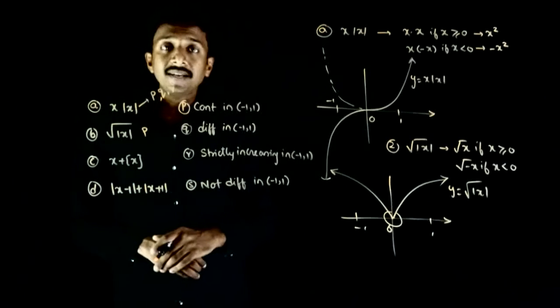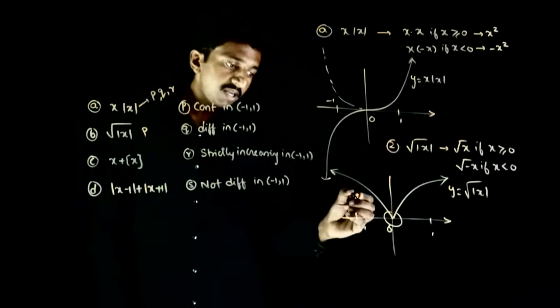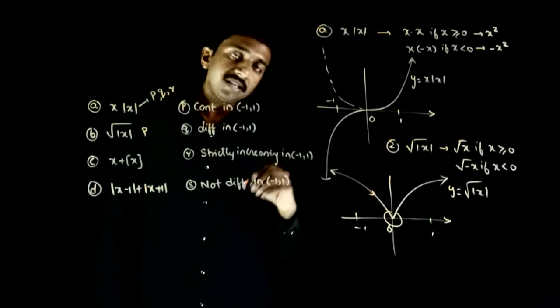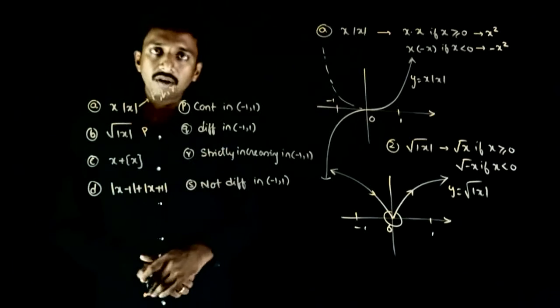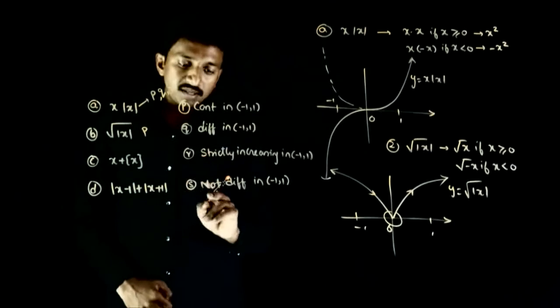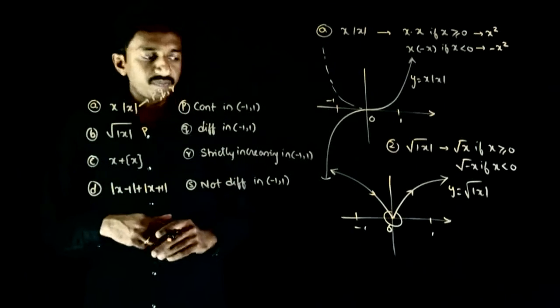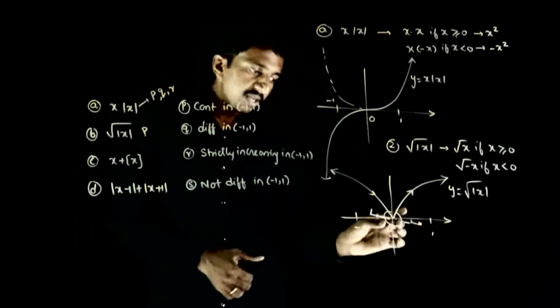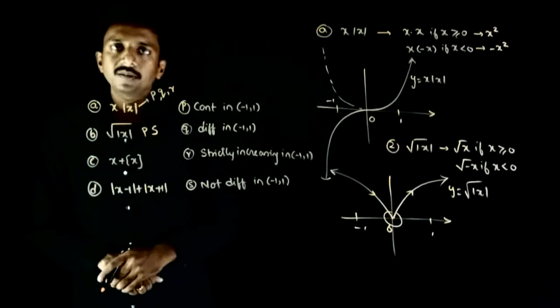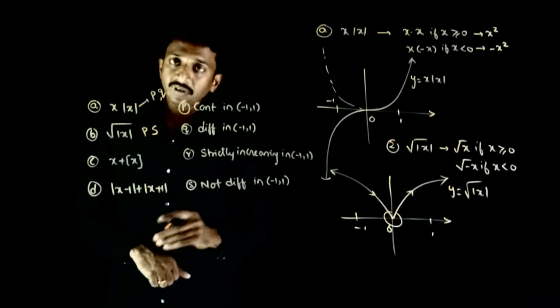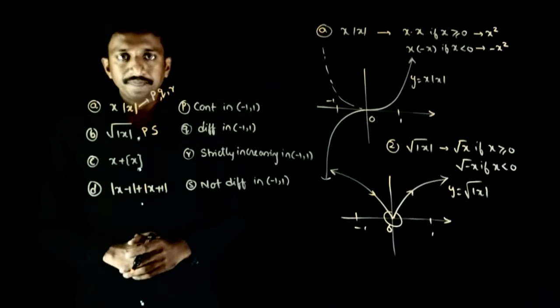Strictly increasing in -1 to 1 is not valid because -1 से 0 के बीच में decreasing है, इसके बाद 0 और 1 के बीच में increasing. So R is also not valid. Yes, not differentiable in -1 to 1. -1 to 1 के बीच में at 0 it is not differentiable. Hence S is valid for this. P and S are the right options for the second function.